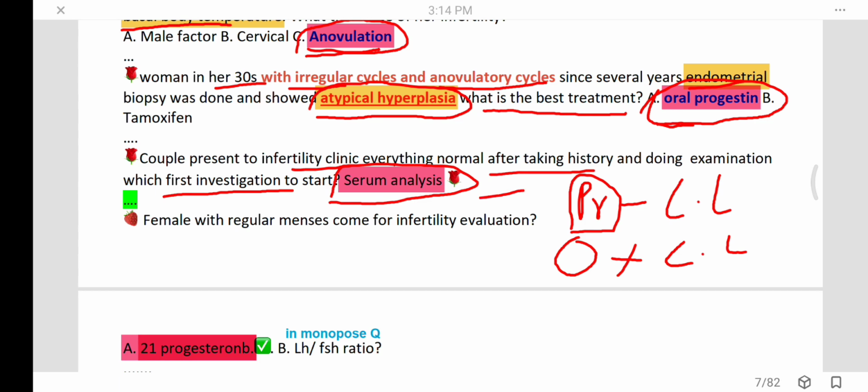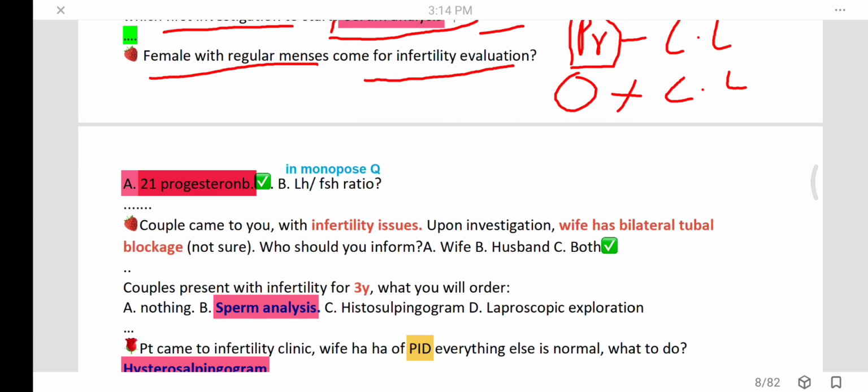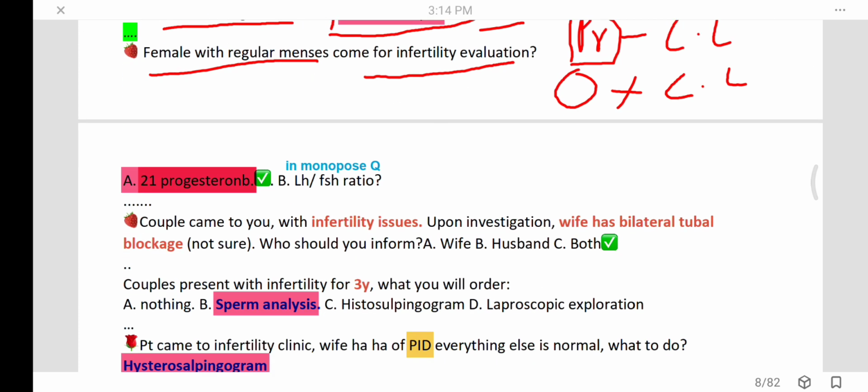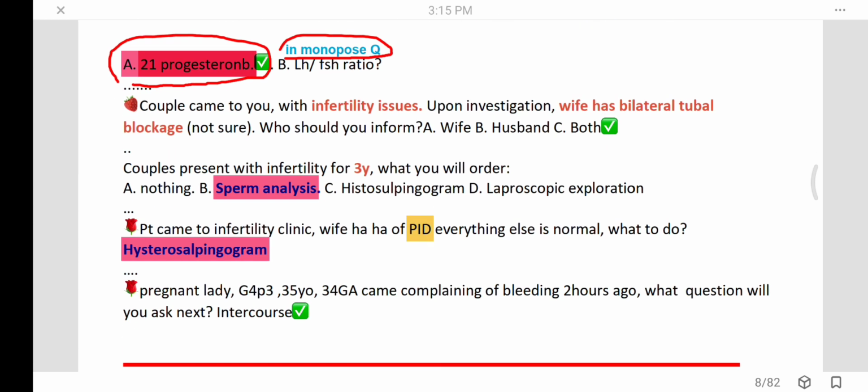This is very important. A female with regular menses comes for infertility evaluation. If the menses are regular and still they are infertile, you will give progesterone. I didn't understand this question, but they have given the clue here in monophasic basal body temperature, I think. But if any of you understand this question, then tell me in the comment section.